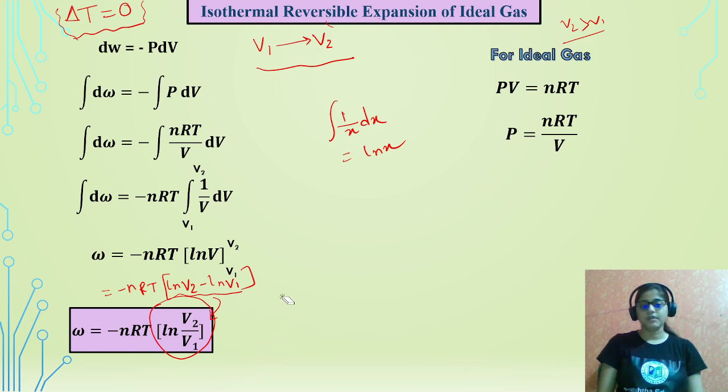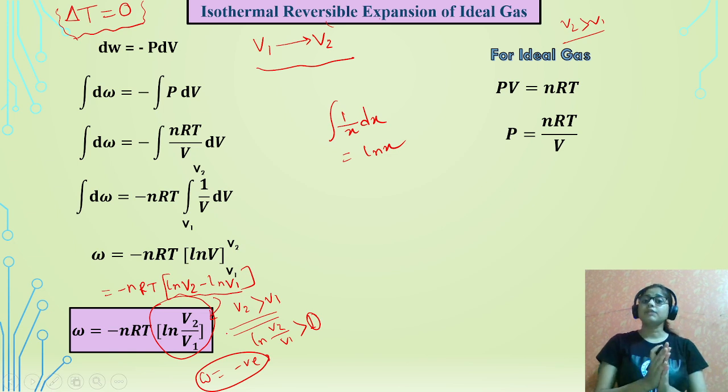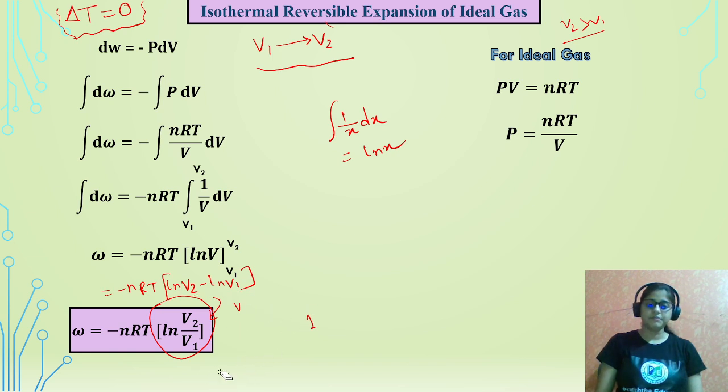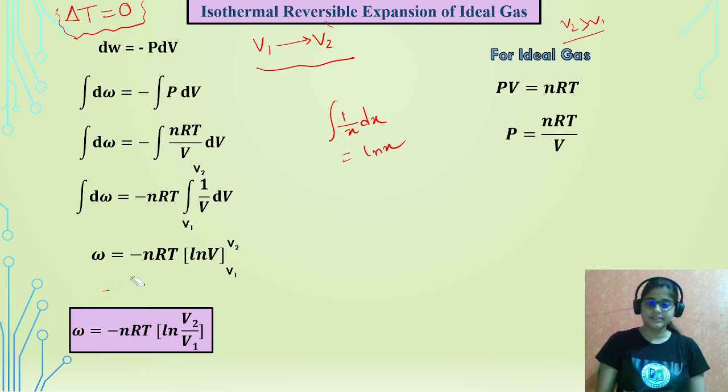But let's see. For expansion, we know that V2 will be greater than V1, right? So ln V2 by V1 will be positive, not greater than 1, greater than 0, positive. So a positive term is there, and the negative sign is there, so work will be negative for isothermal reversible expansion of an ideal gas. Fine, and we can rewrite this equation in another way. Let me remove all these things so we can clearly see the slides.